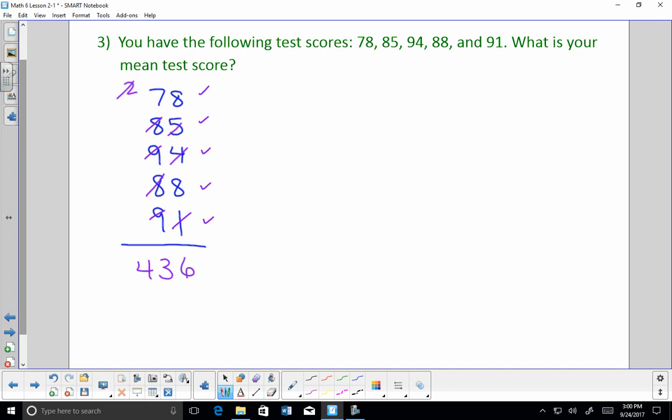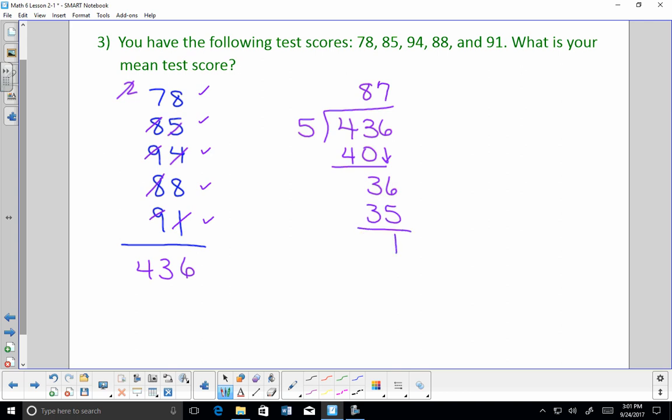So I'm going to take my 436 and divide it by my number 5, because that's the number of data points that I have. 5 does not divide into 4, but 5 does divide into 43. 8 times 5 is 40. 43 minus 40 is 3. Bring down my 6. 5 divides into 36 7 times, because 7 times 5 is 35. 36 minus 35 is 1.